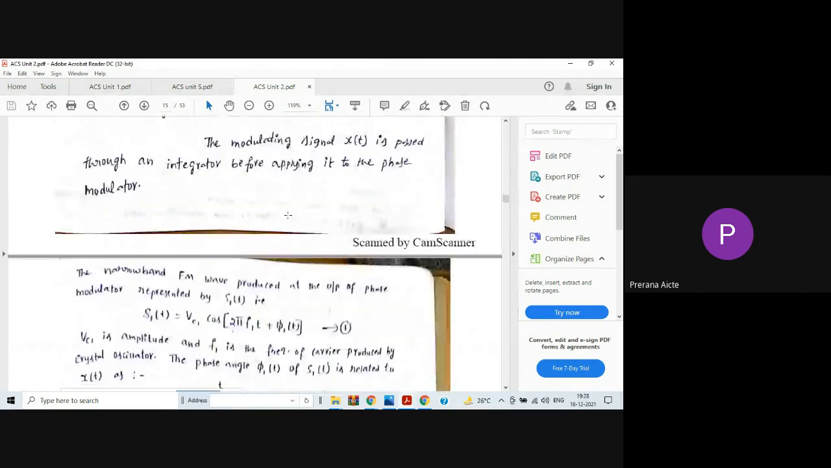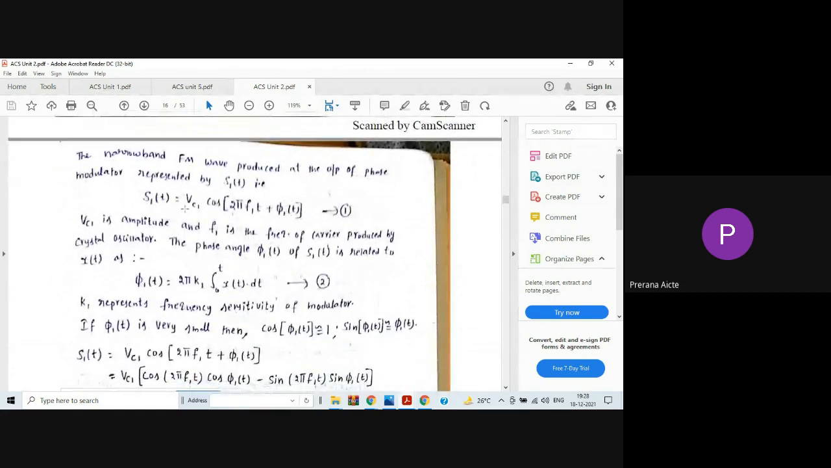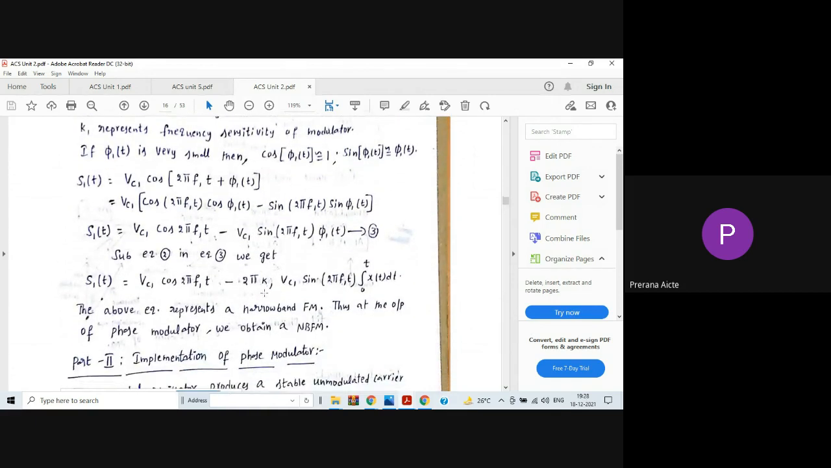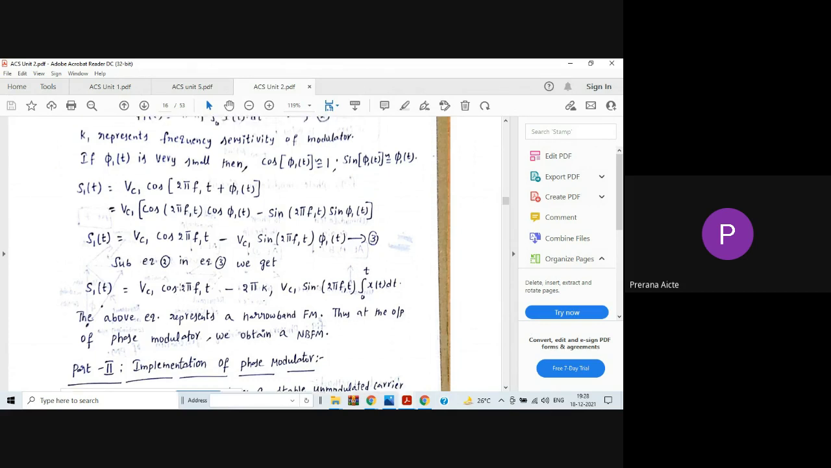See the mathematical equations. Just now we said, right, s(t) equal to Vc1 into cos of 2 pi fc t plus phi1(t), where phi(t) is 2 pi k1 into integral 0 to t x(t), which is nothing but the carrier wave. Then the final expression for the FM wave is this one. So what is narrowband FM? Narrowband FM means if the value of beta, that is the modulation index of the FM wave, is less than 1, we call that narrowband FM. If the modulation index is greater than 1, we call that wideband FM.